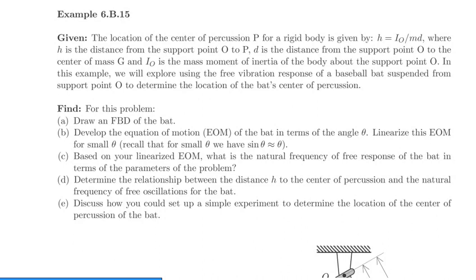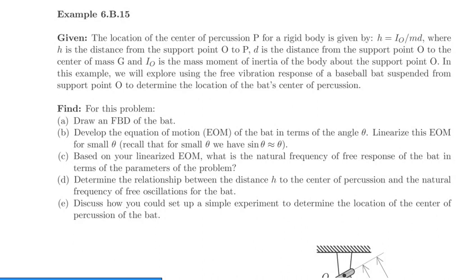In this particular problem, though, we're told that the location of center of percussion for a rigid body is given by h is equal to I naught divided by md, where h is the distance between the support point O to point P, the center of percussion, and d is the distance from the support point O to the center of mass G, and I naught is the mass moment of inertia of the body about the support point O.